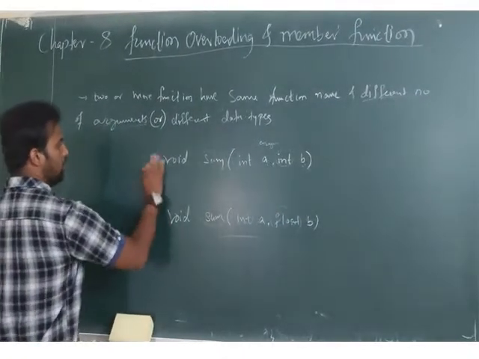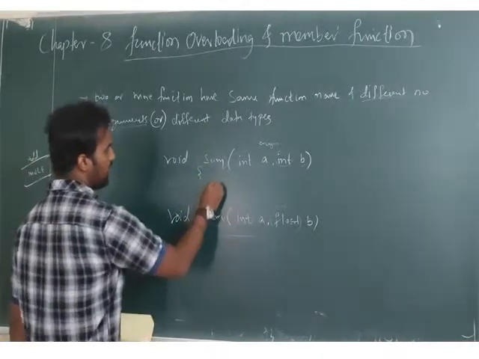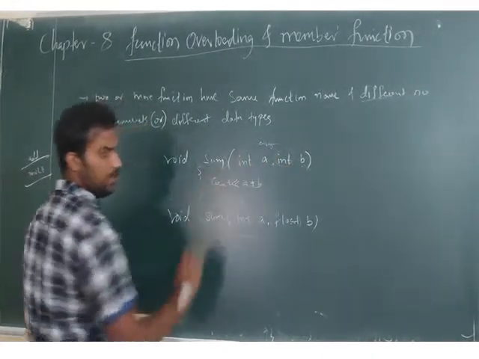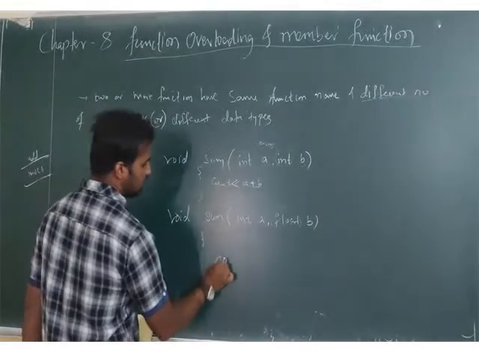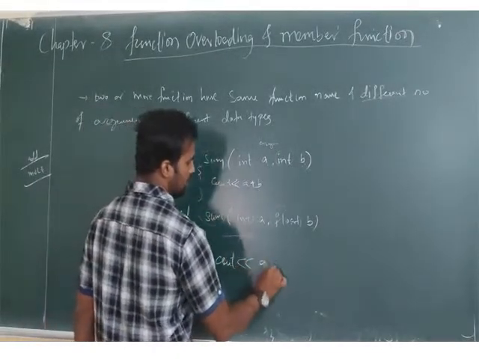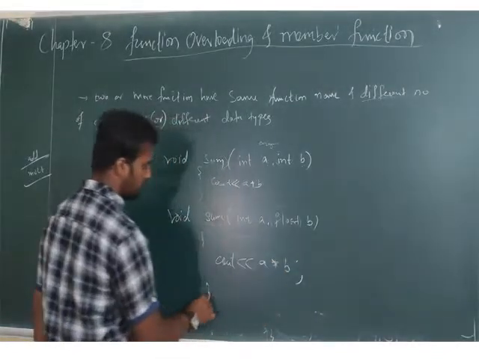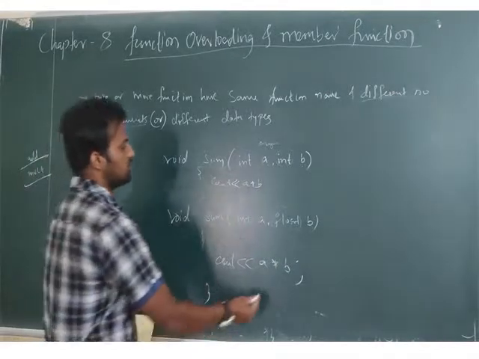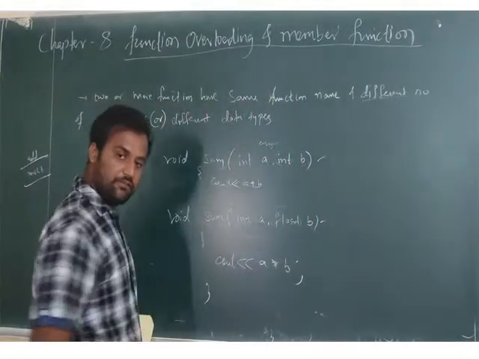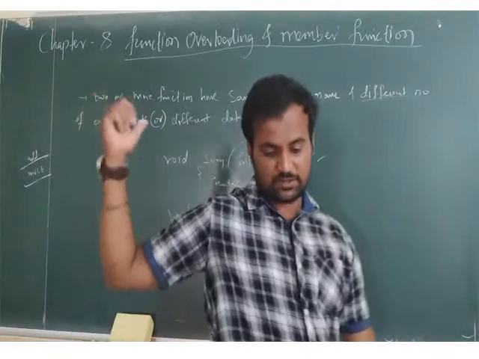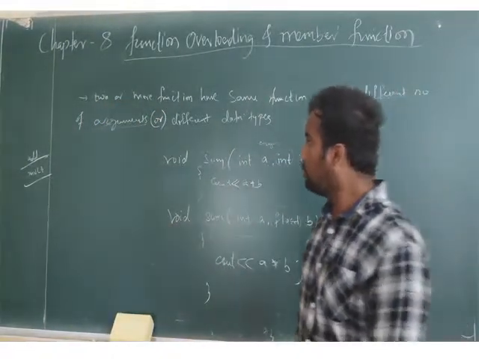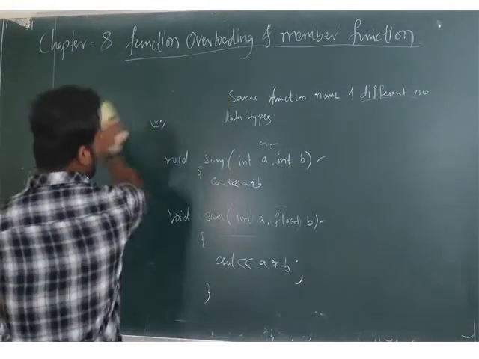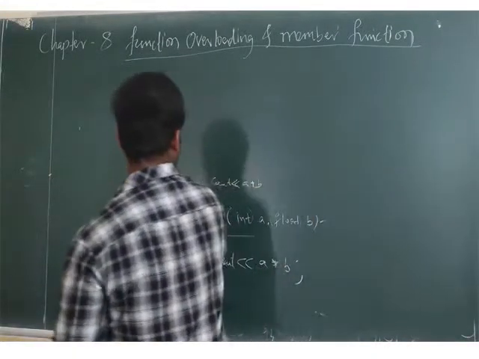Now here what happens? I will write cout A plus B, whatever value you give for A and B. Here I will write cout A into B, whatever value you give for A and B here, it becomes a multiplication. This is just the example for this definition. Now let us write a program on function overloading.